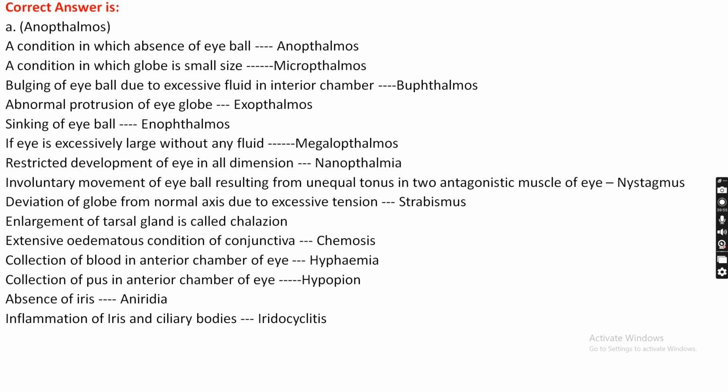Collection of blood in the anterior chamber of the eye is known as hyphema. Collection of pus in the anterior chamber of the eye is known as hypopyon. Absence of the iris is known as aniridia. Inflammation of the iris and ciliary body is known as iridocyclitis.